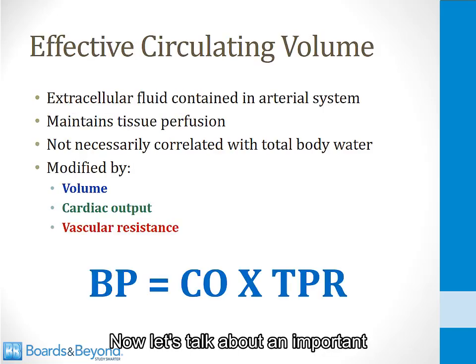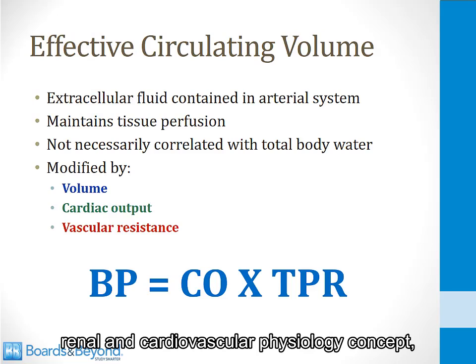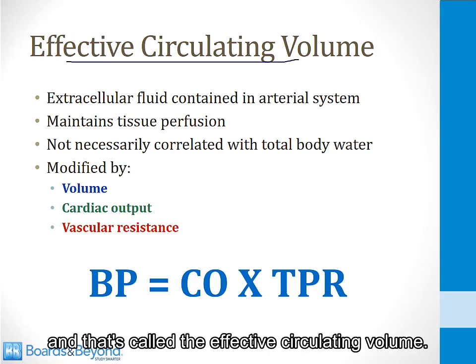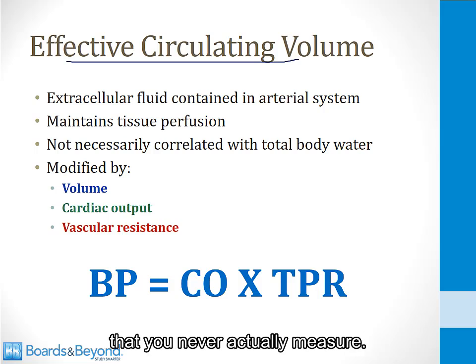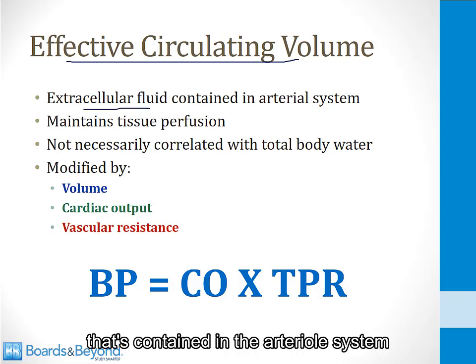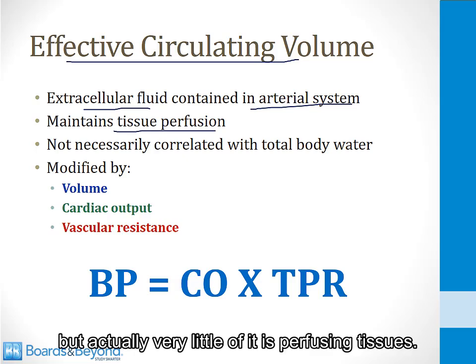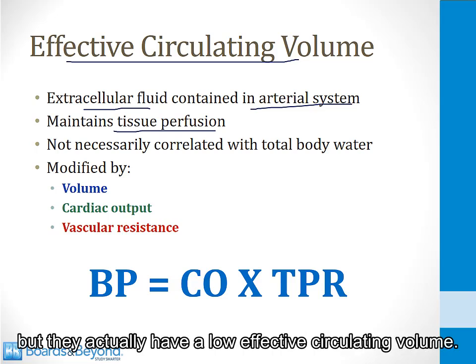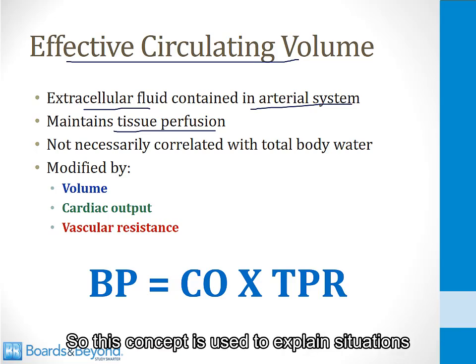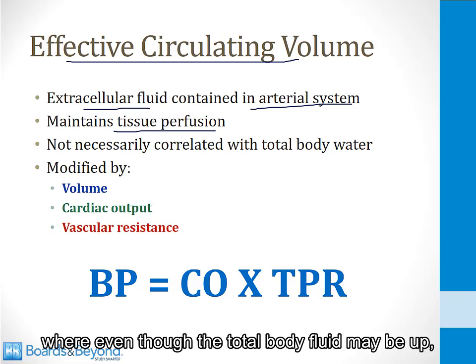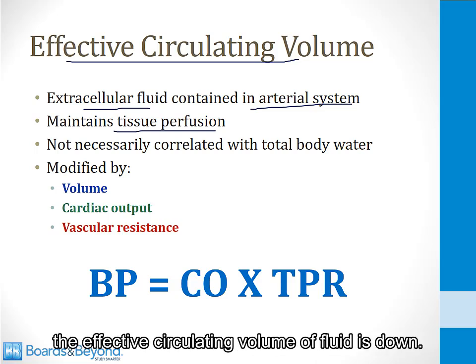Now let's talk about an important renal and cardiovascular physiology concept, and that's called the effective circulating volume. This is a volume of fluid in the body that you never actually measure. It's just a theoretical concept, and it's the portion of extracellular fluid that's contained in the arterial system and maintains tissue perfusion. In certain disease states, the body can have lots and lots of fluid, but actually very little of it is perfusing tissues. Those patients have lots of water in the body, but they actually have a low effective circulating volume. So this concept is used to explain situations where even though the total body fluid may be up, the effective circulating volume of fluid is down.